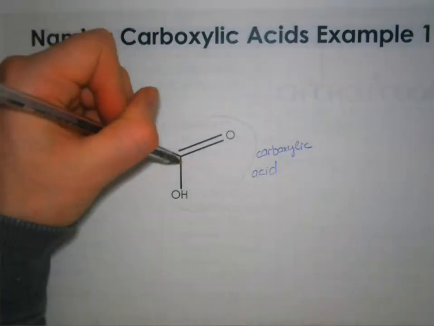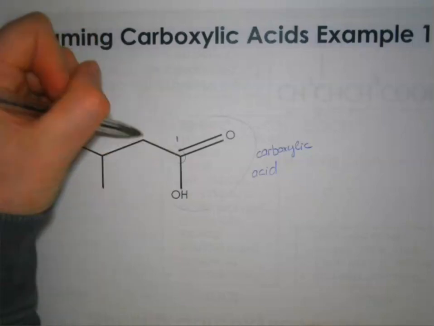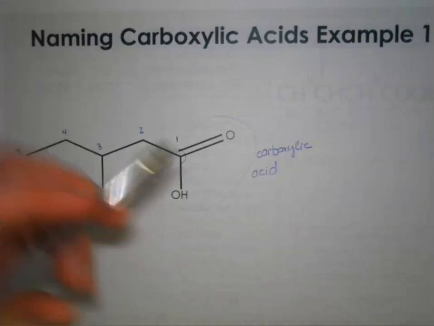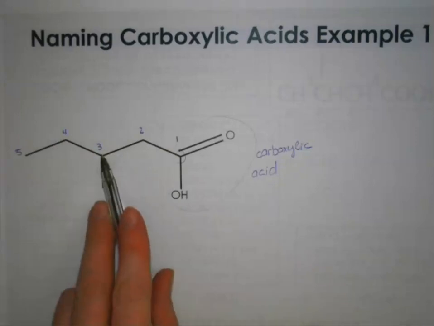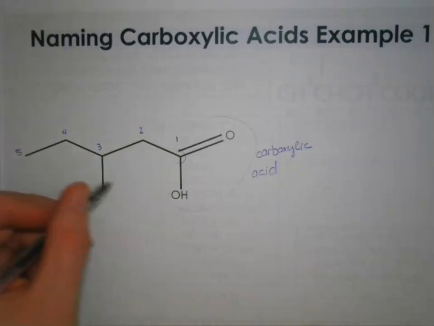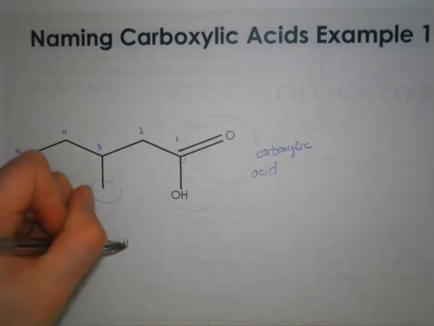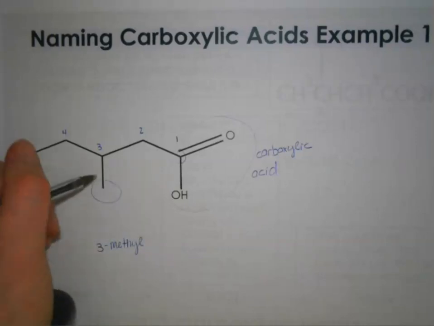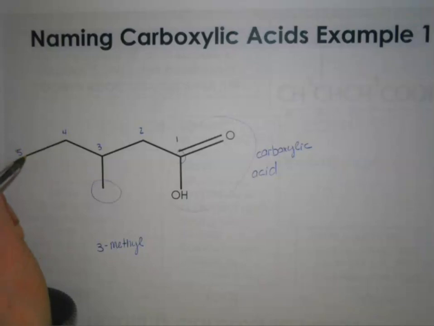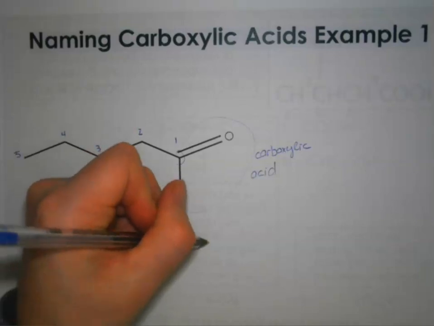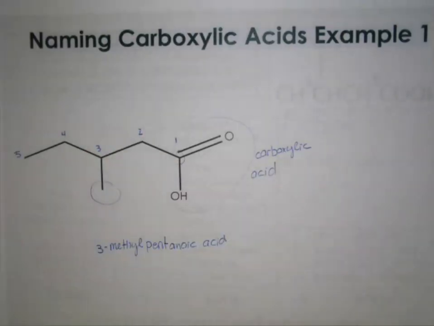So don't forget to include this carbon as carbon number 1, then we have carbon number 2, carbon number 3, carbon number 4, and carbon number 5. So we know that pent is going to be the name for our root, so it's going to be pentanoic acid. But on carbon 3 we have a single carbon being branched off, so that's a methyl. So we have 3-methyl, and then like we just said, we have 5 carbons on the parent chain, so it's pentanoic acid. Okay, so there's the name for that one.